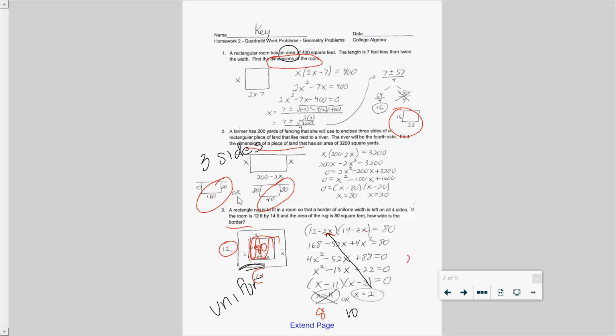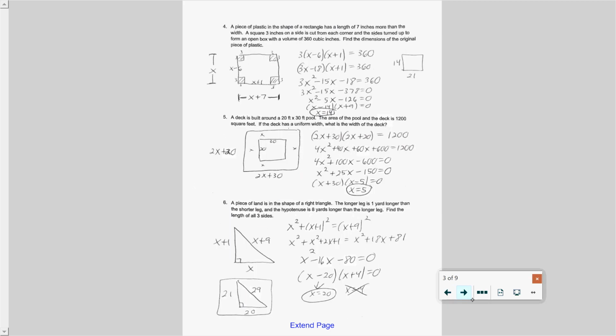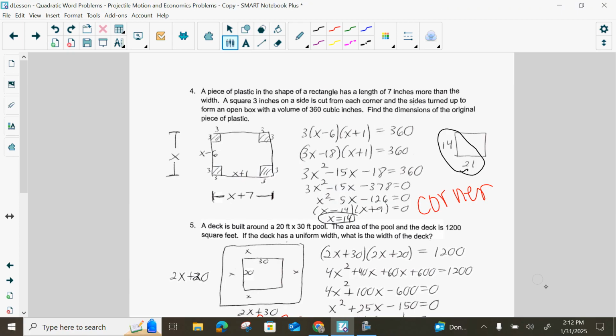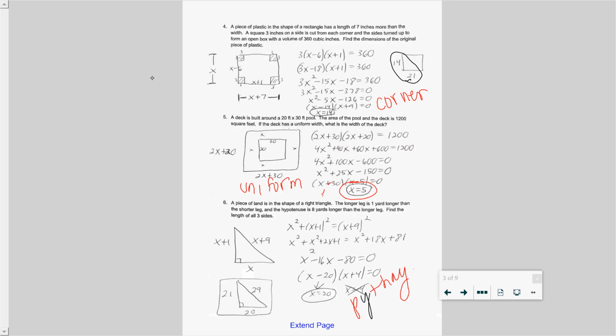Then the second page. This is the corner of the box one, and the question was original dimensions. This one's another uniform width one. Question was width. Again, I didn't even put negative 30 there. And then this one is a Pythagorean. Did I put record or no? All right, is there one on here that you guys want to go over?